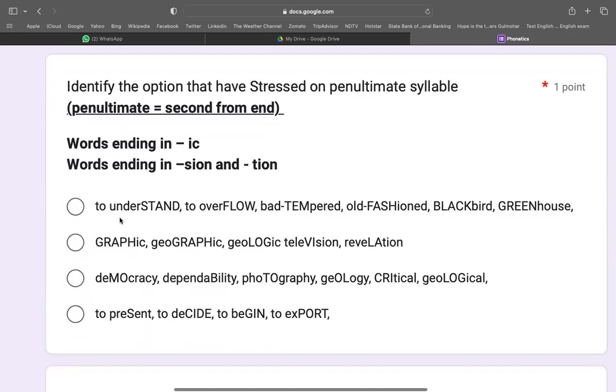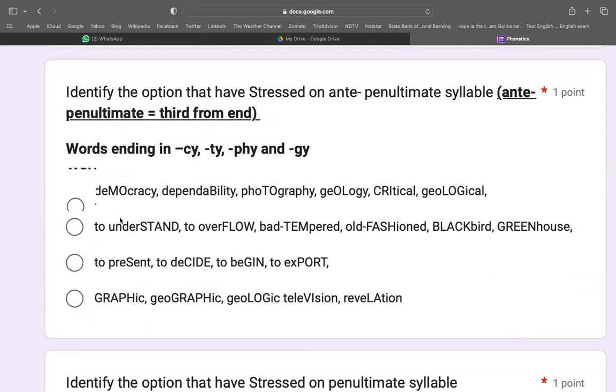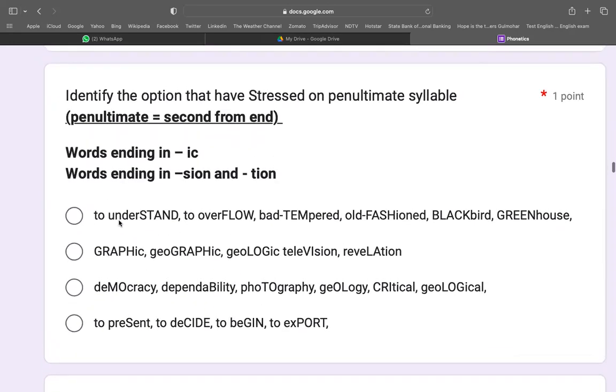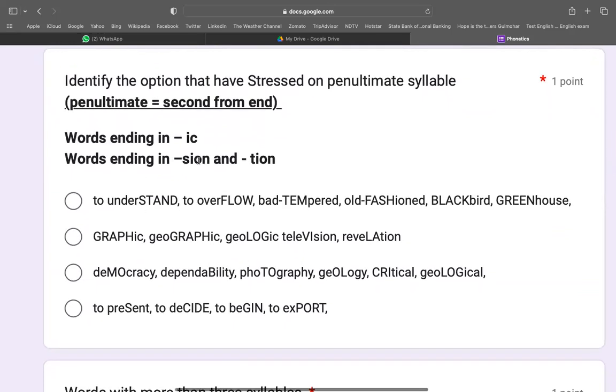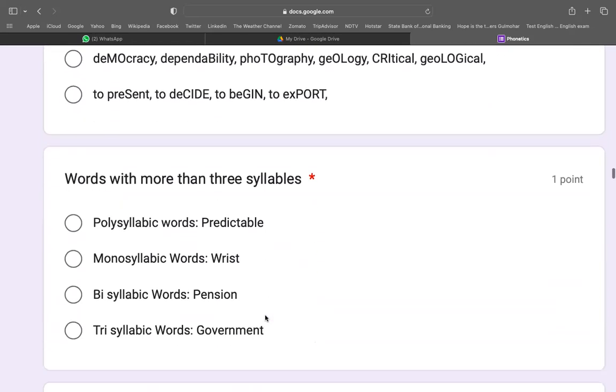Identify the option that has stress on the penultimate syllable. Penultimate equals second from the end. Words ending with ic, sion and tion. Look at where ic, sion and tion are there. Geographic is there, geologic, television is there, and revelation is also there. So this could be it, this one is no. We see SION and TION, so we have gone to the right one.